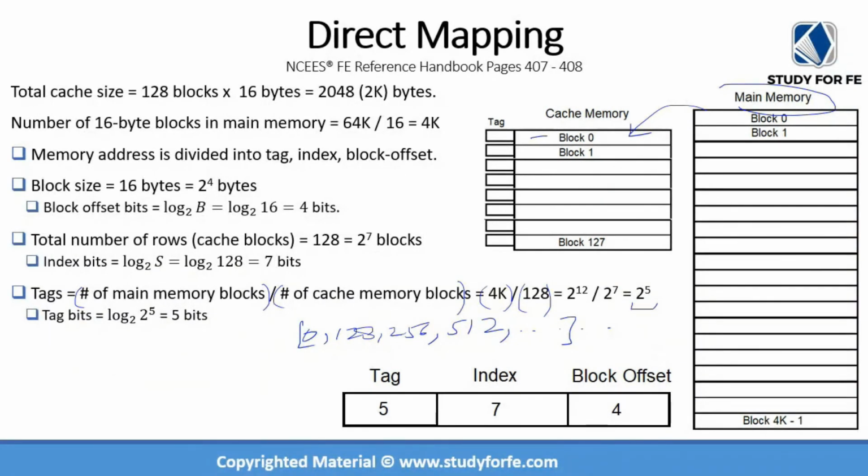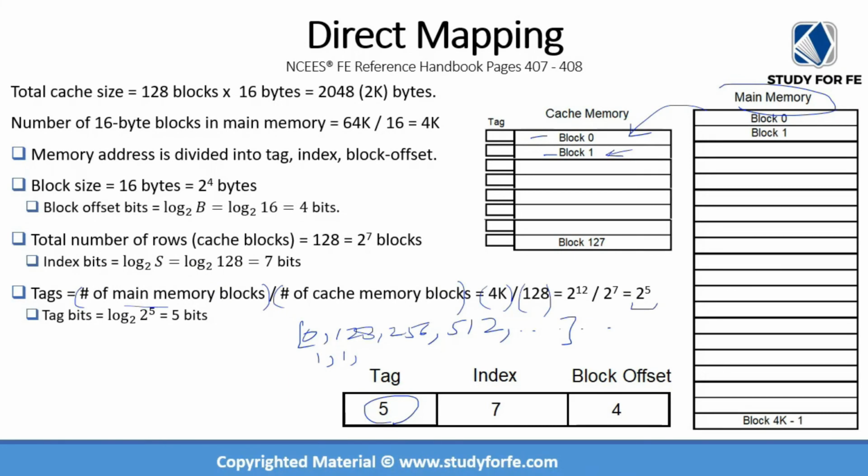Same is true for block 1 because 1 mod 128 is 1, 129 mod 128 is 1. So they will all end up in this location. So there are 32 such locations. There are 32 blocks in the main memory that can go in one block of the cache memory, and we can address them by using 5 bits.